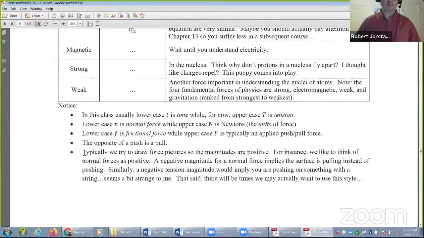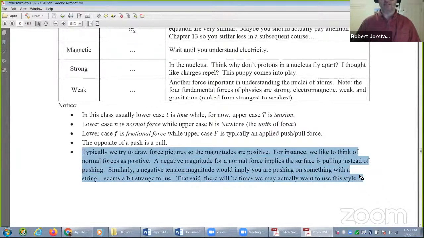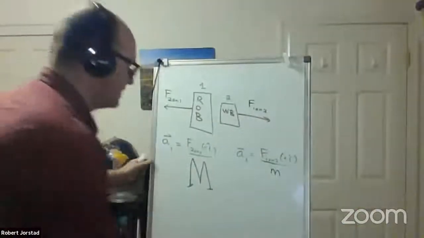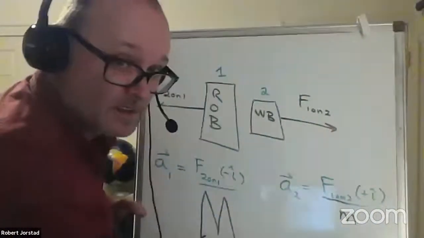All right, and then this one, it turns out in very unusual cases, you can think of a negative normal force, but usually we assume all these magnitudes are positive. So one of the things we're going to try to do is draw pictures with force arrows so that the magnitudes are positive. Let me give you an example of what we don't usually do. Just to be clear, that's not really messing with you. Okay.